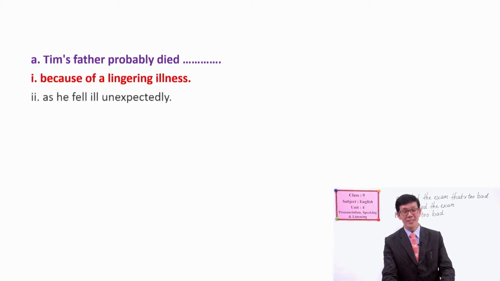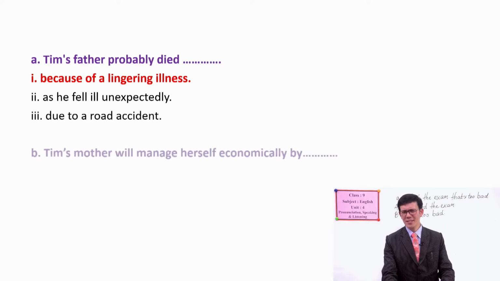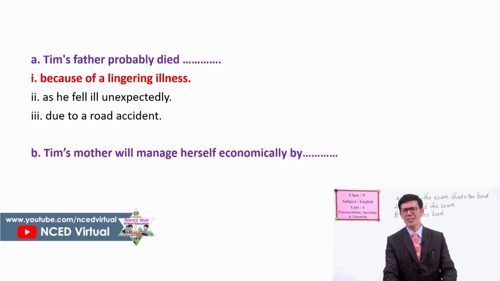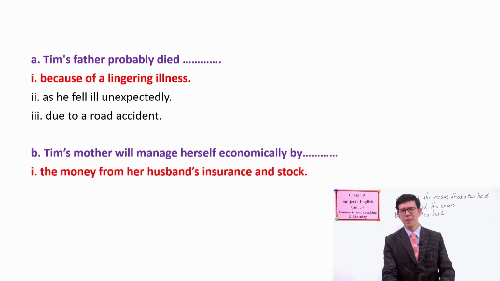Let's see here: because of a lingering illness, or as he fell ill unexpectedly due to a road accident. Right, so what is the correct answer? Very good. You might have guessed it correctly. The right answer is because of a lingering illness. Look at number B. Tim's mother will manage herself economically by... Let's see the options. What is the answer there? The money from her husband's insurance and stock. Right.